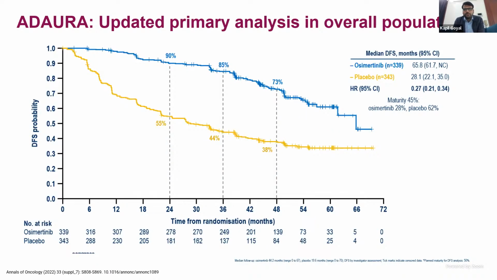If we look at the overall population, similar efficacy is maintained, with the median DFS reaching 66 months in the osimertinib arm versus 28 months in the placebo arm, with a hazard ratio of 0.27.